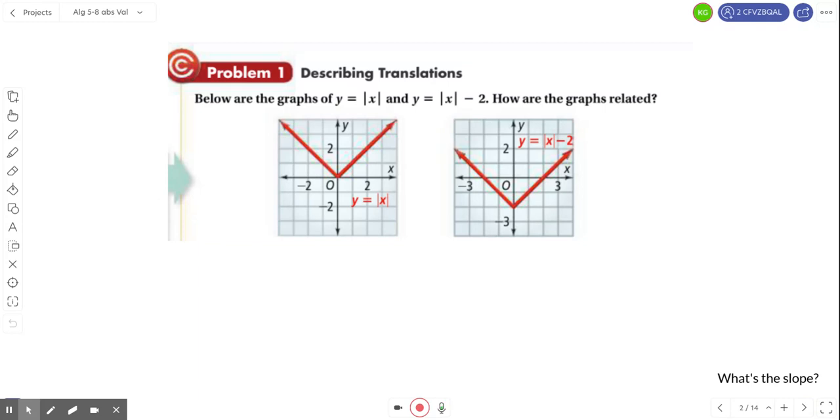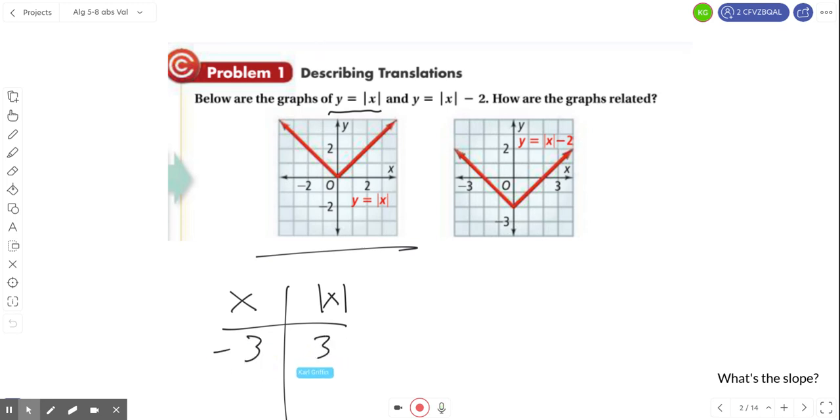So here you have the graph on the left of the absolute value of x. And absolute value means a couple different things. It means distance from zero. So just to review really quickly, if we were going to make a table of x and the absolute value of x, if x is -3, the absolute value of -3 is 3, because -3 is 3 away from 0.